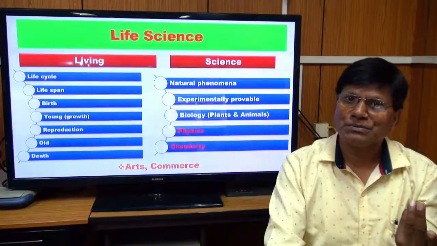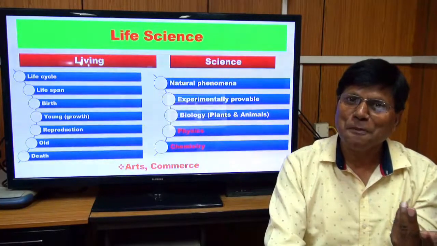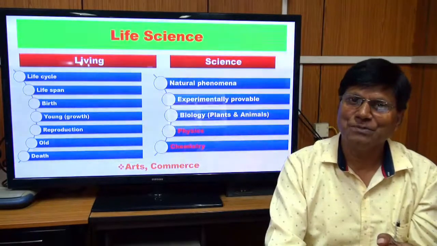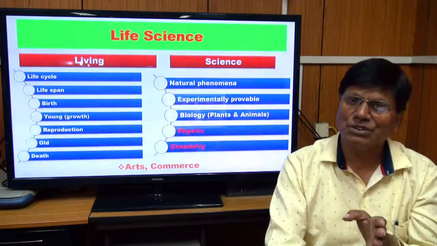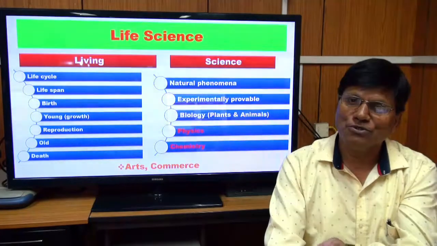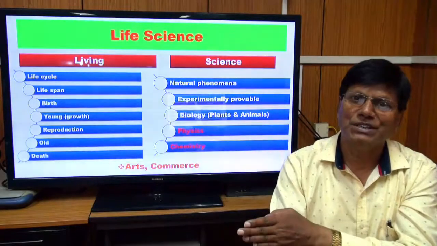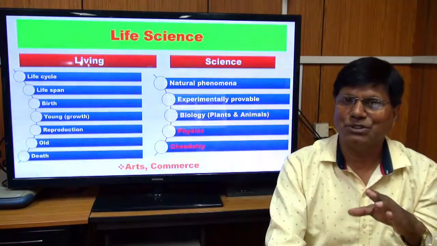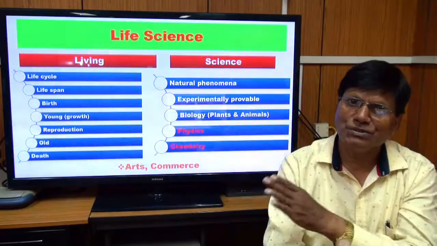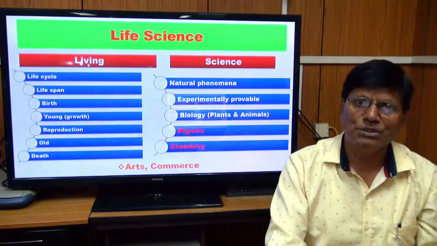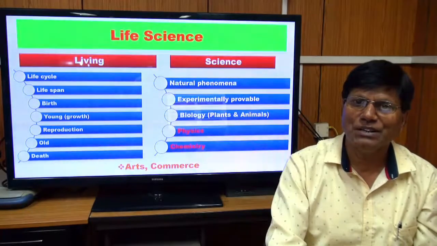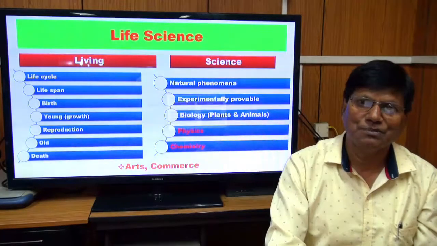Again, it is said that the soul does not die, so if we believe that, then again birth takes place, it becomes young, becomes adult, reproduces, becomes older and gets death, then again takes birth. This is a cycle, or if we start from birth to death, it is a lifespan. So the organism which has its own lifespan or own life cycle is called a living organism.